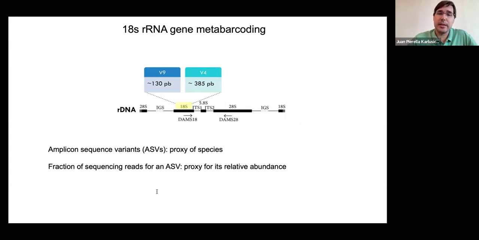By PCR, these regions are targeted from the environmental DNA, and we obtain different unique sequences called amplicon sequence variants, ASVs, that can be used as a proxy of species. Here I am simplifying because it's more complex, but this is a good supposition. Then the fraction of the sequencing reads for a given ASV can be used as a proxy of its relative abundance.